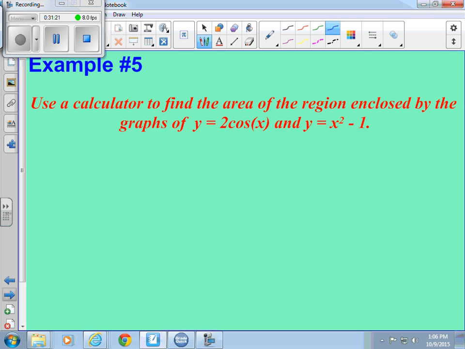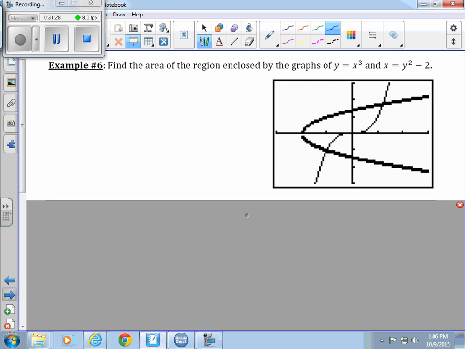Use a calculator to find the area of the region. I'm going to skip this one for now. Okay. So let's look at this one. It is x equals y squared minus 2.